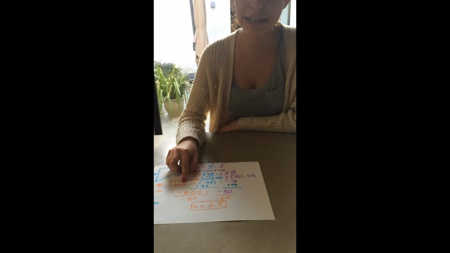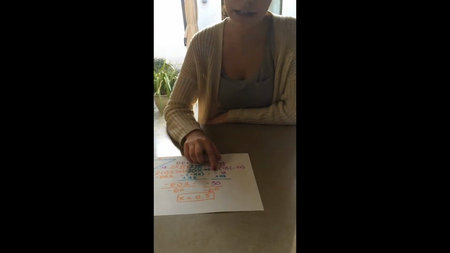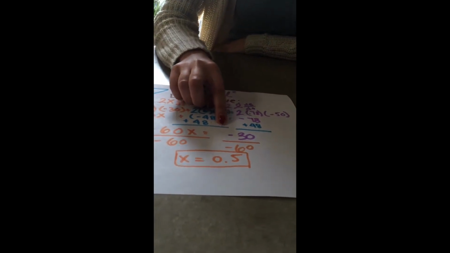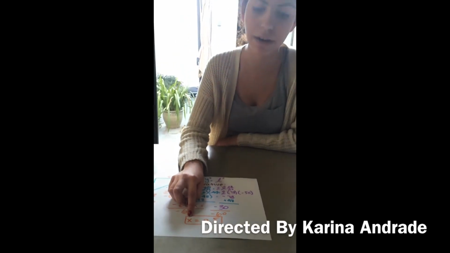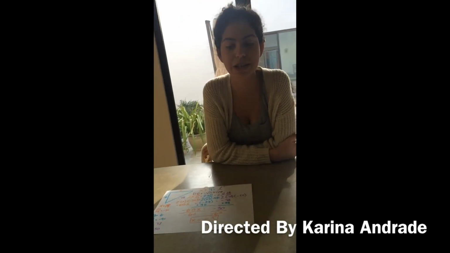And after that, we're trying to isolate x. So we're going to subtract 48 from both sides, and we get negative 60x equals negative 30. Then we divide both sides by negative 60, which gives us x equals 0.5, which is how many miles Karina was away from the intersection.